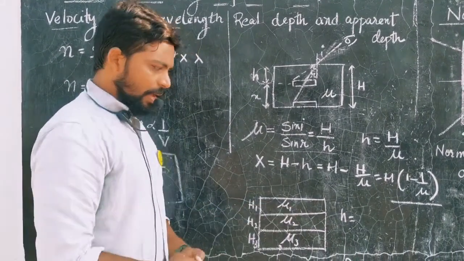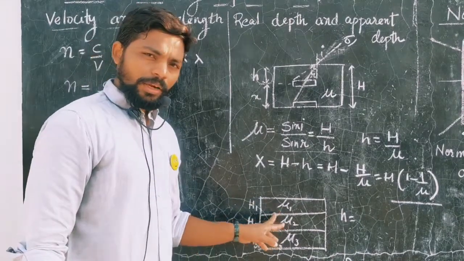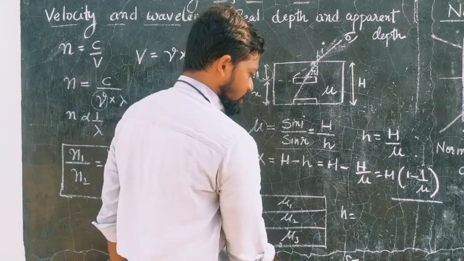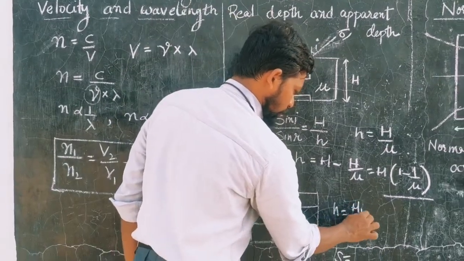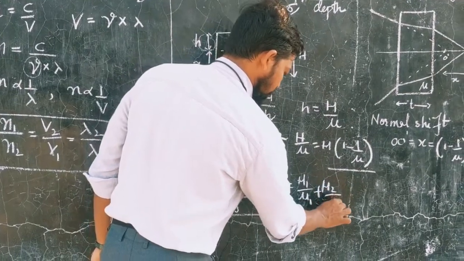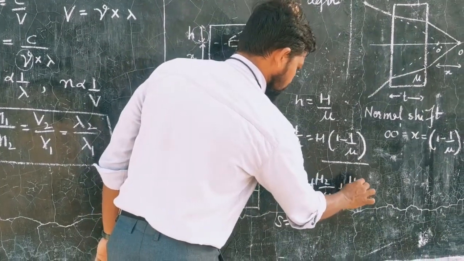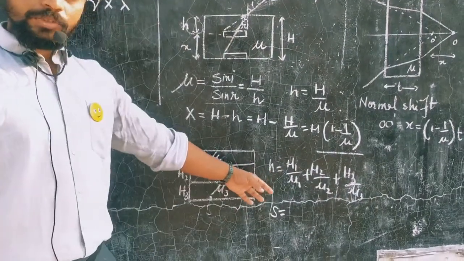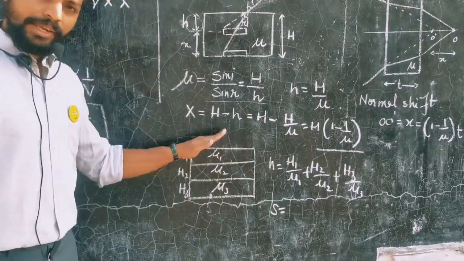So if we are asked what is the total apparent depth of the object, then we can write h is equal to h1/mu1 + h2/mu2 + h3/mu3. We can extend this concept to n number of mediums arranged consecutively.